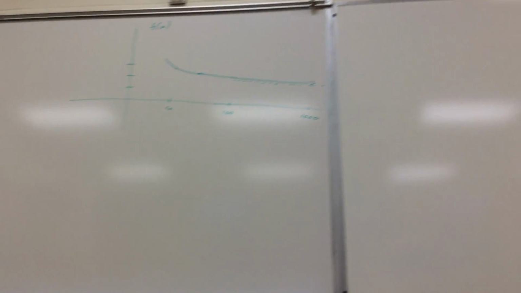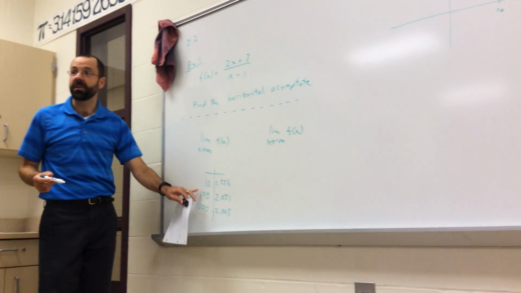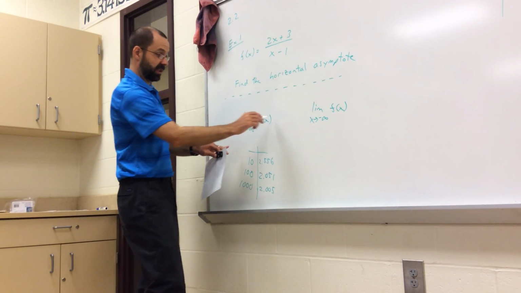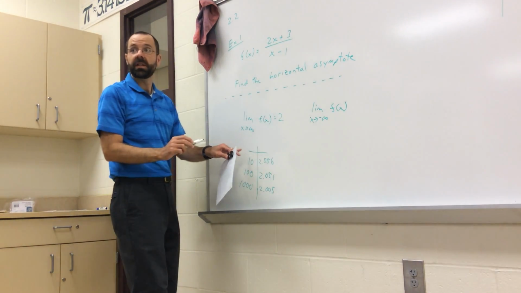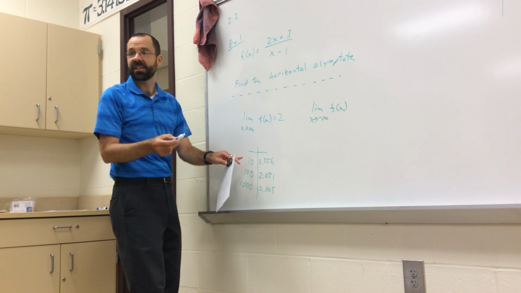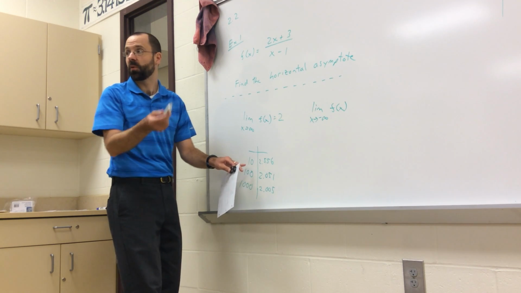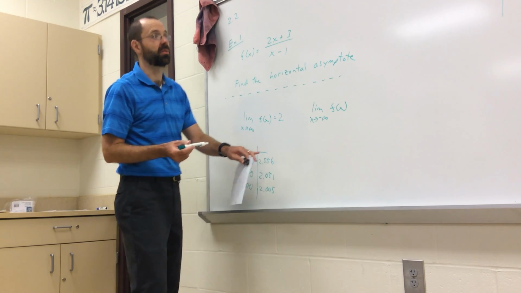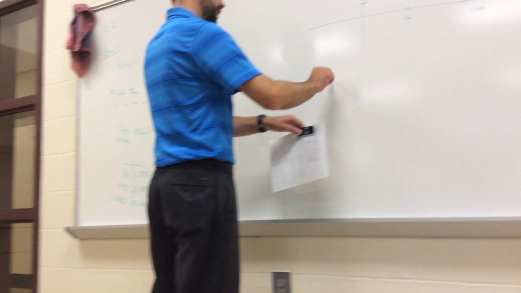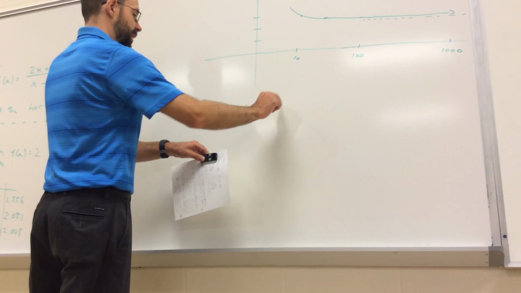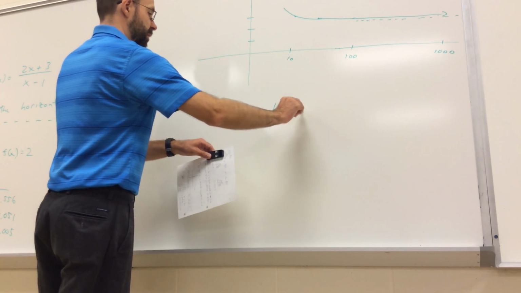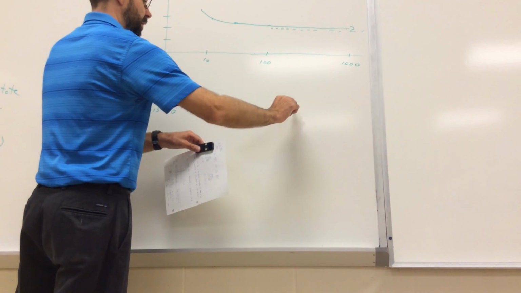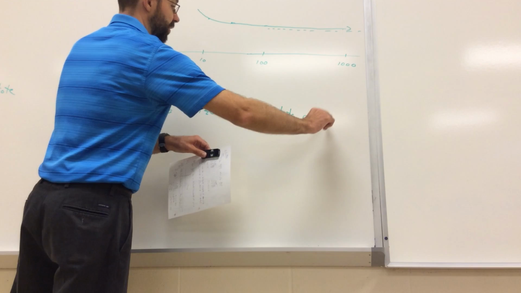So the official way you know that is, since you took the limit and it came out to 2, this limit is 2. The technical calculus way of knowing that there's a horizontal asymptote at 2 is because this limit came out to 2. So there is a horizontal asymptote at y equals 2.